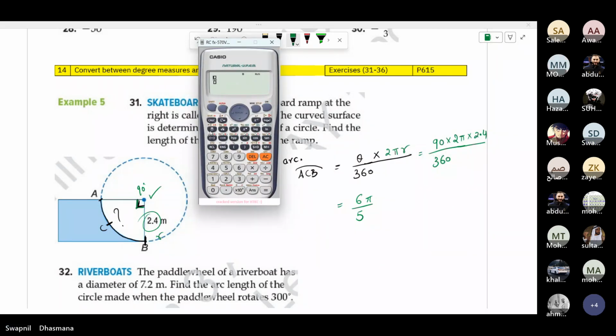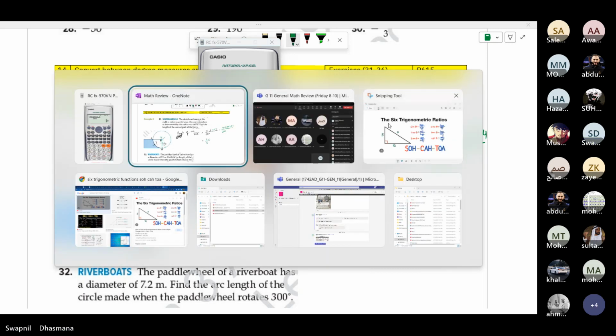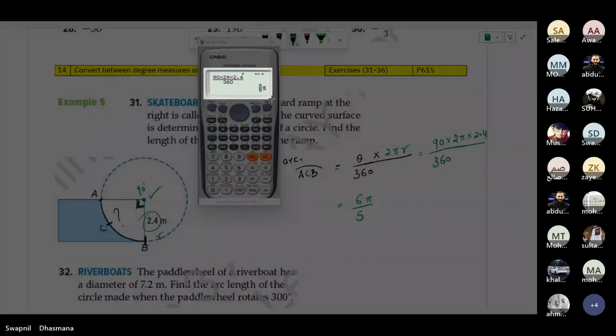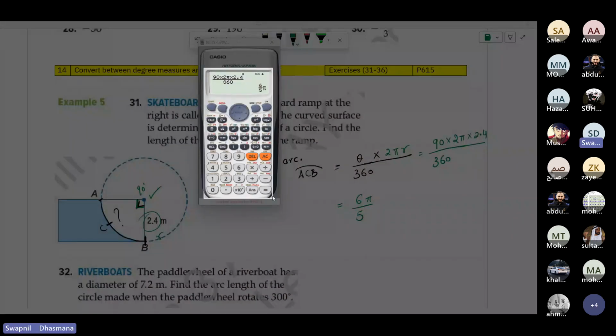This 90 over 360 times 2 shift pi times 2.4 equals. Okay, thank you.